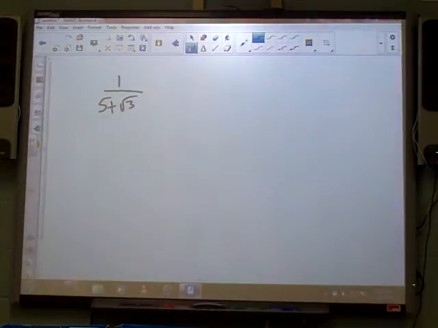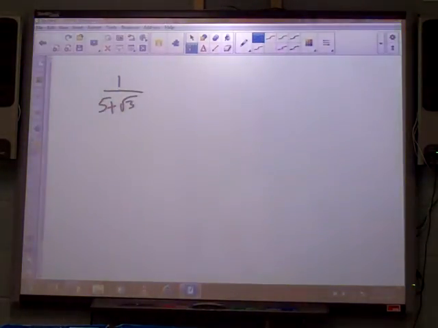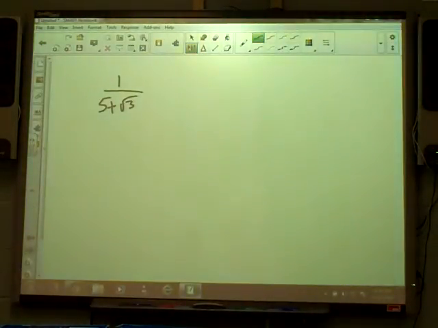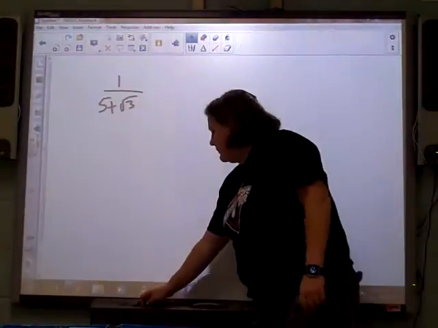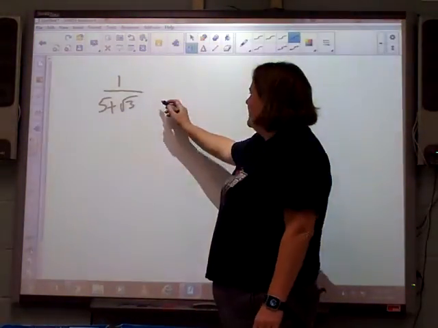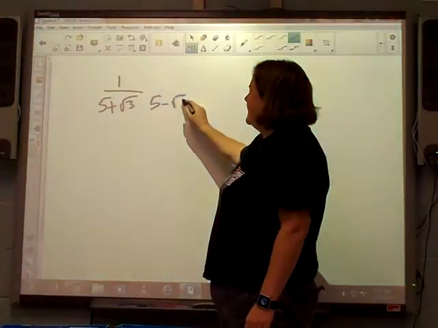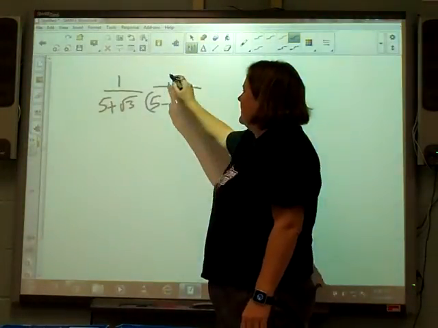That means the 5 stays the same, the square root of 3 stays the same, we just change the sign. If it was plus, you make it minus. If it was minus, you make it plus. So this one, we're going to multiply both parts, top and bottom, by 5 minus the square root of 3.